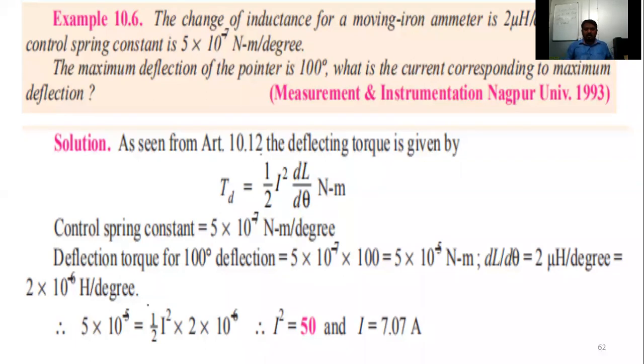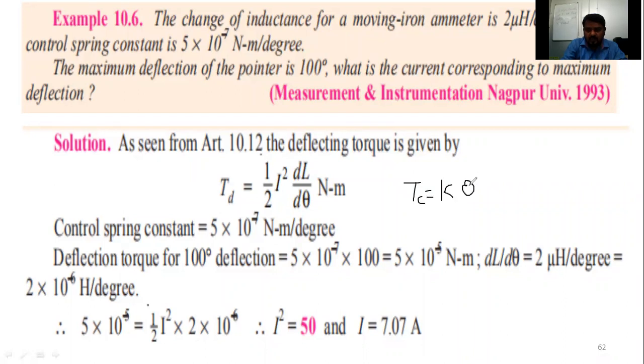Okay, we know the formula. What formula do we know? Theta equals half I² divided by K into dL/dθ. What do we have to identify here? I. For I, which formula do you have to use? They have told the deflecting torque. Actually, what is the formula for controlling torque? T_C equals K theta.